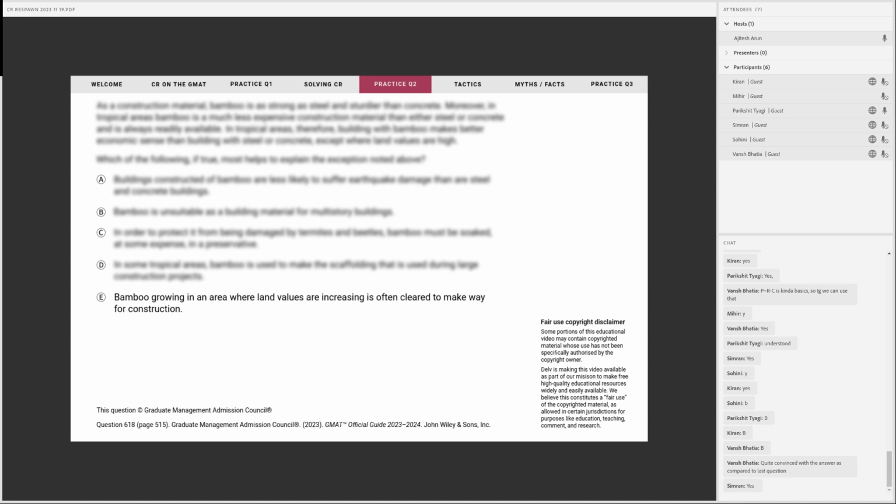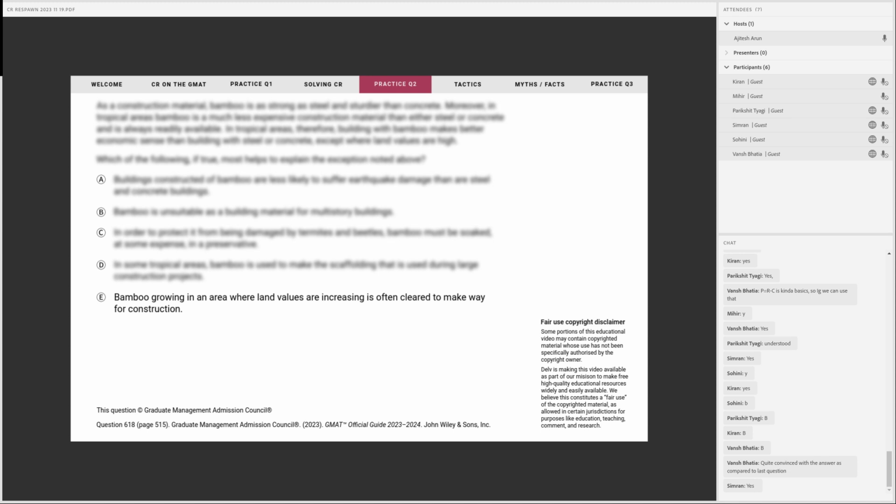Fair enough. Fair enough. So let's see in how many ways this option is different from what the question is talking about. So first of all, it's talking about areas where land values are increasing, right? It's not saying land values are high. It's just saying land values are increasing. So that's one thing, right? But the reason why so many, and this is a high difficulty question, right? If you open up the latest official guide, this is question number 618. Yeah, this is one of the hard questions. So why is it hard? Because option E has a lot of that word matching that some people look for. So people see this land values increasing and bamboo's removed. They mark this option because of that.